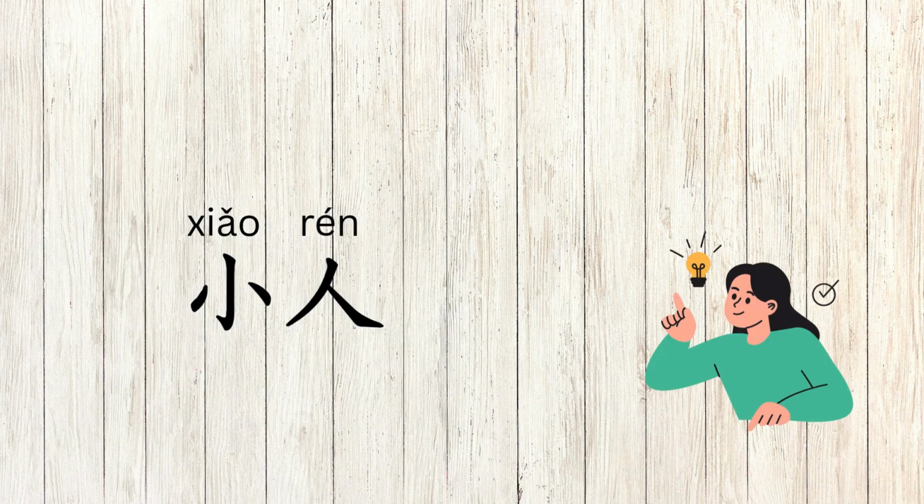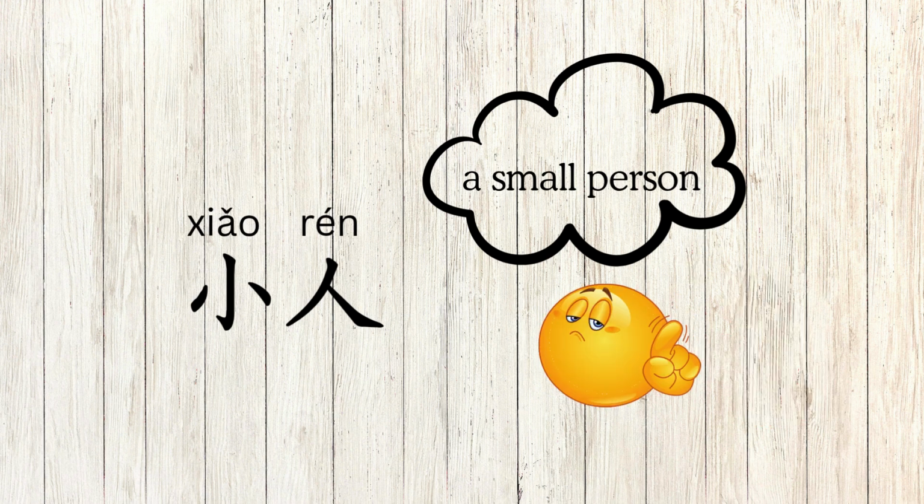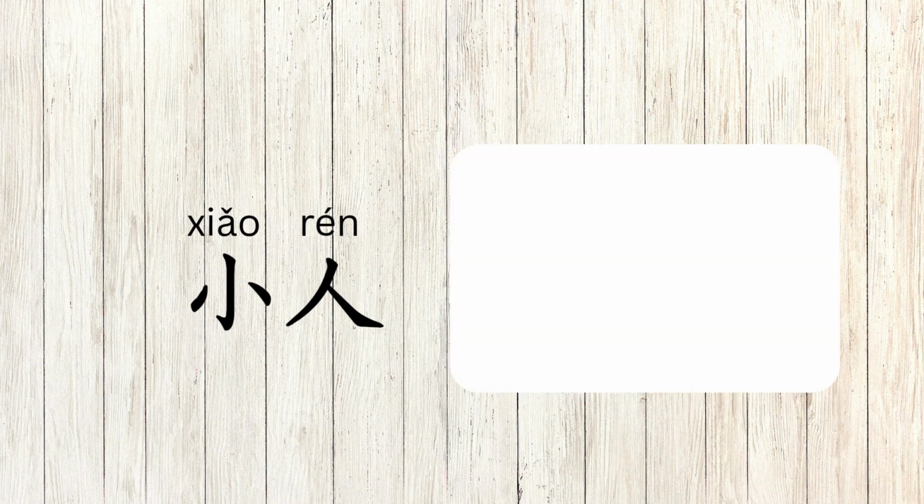You probably already know these 2 characters, right? It is 小人. You might be thinking, oh, I know this one. It means a small person. Actually, not quite. The word 小人 literally means small person.